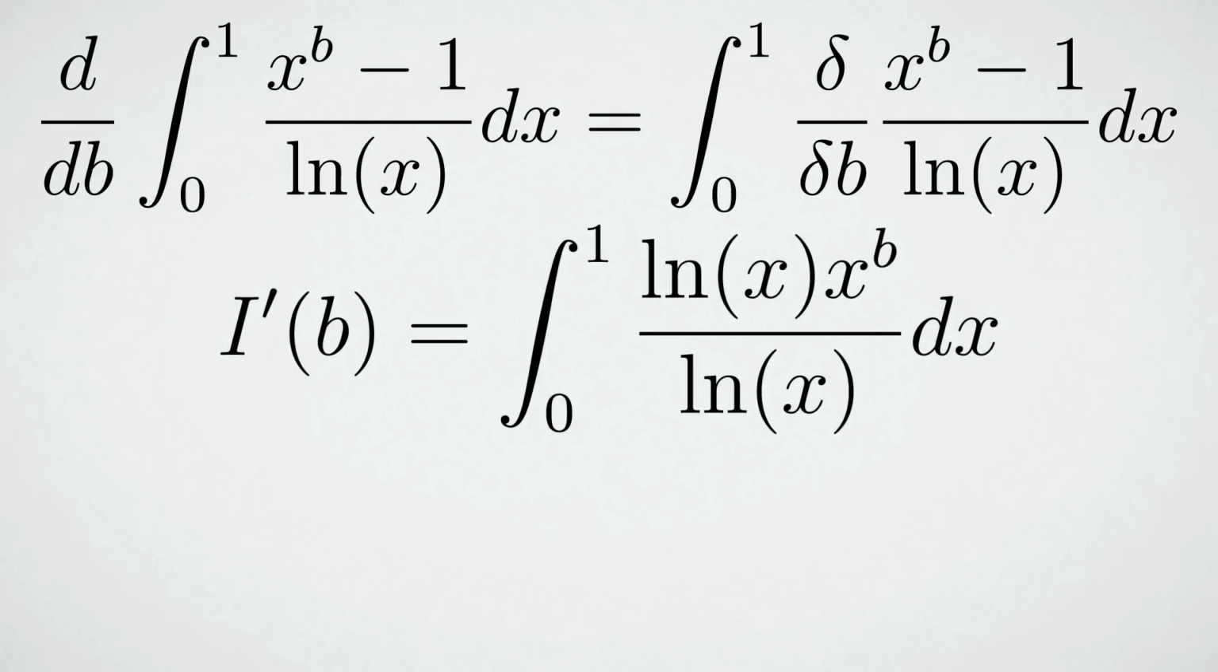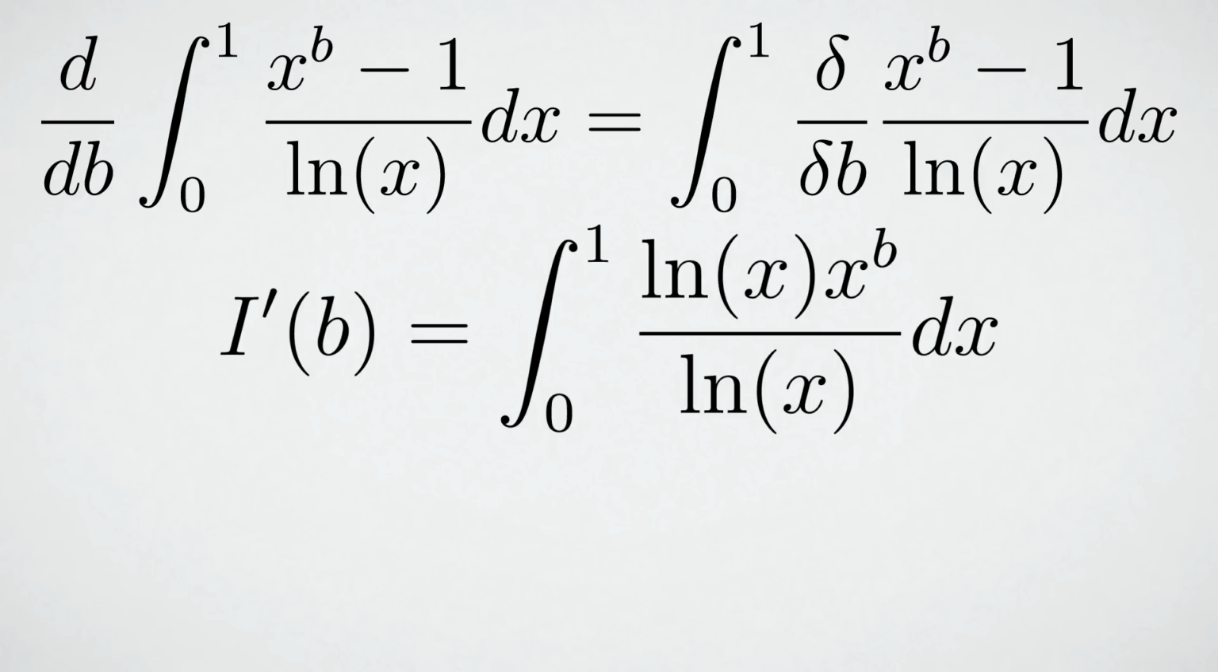So going back to the problem, we found that I prime of b equals the integral from 0 to 1 of the natural log of x times x to the power of b over the natural log of x dx. Or simply the integral of x to the power of b dx when we cancel out the natural log of x. Now what's slightly confusing is that x is now no longer a constant. Instead, we hold b constant and integrate because we're integrating with respect to x.